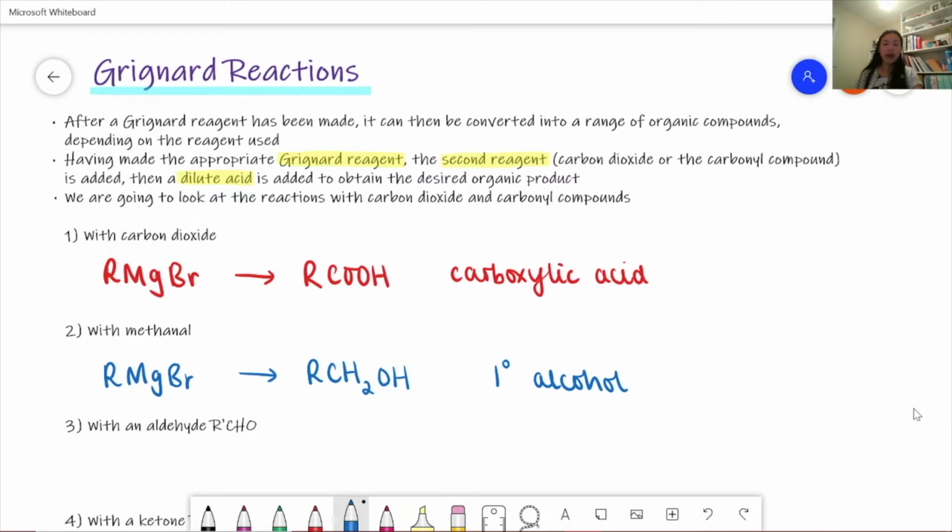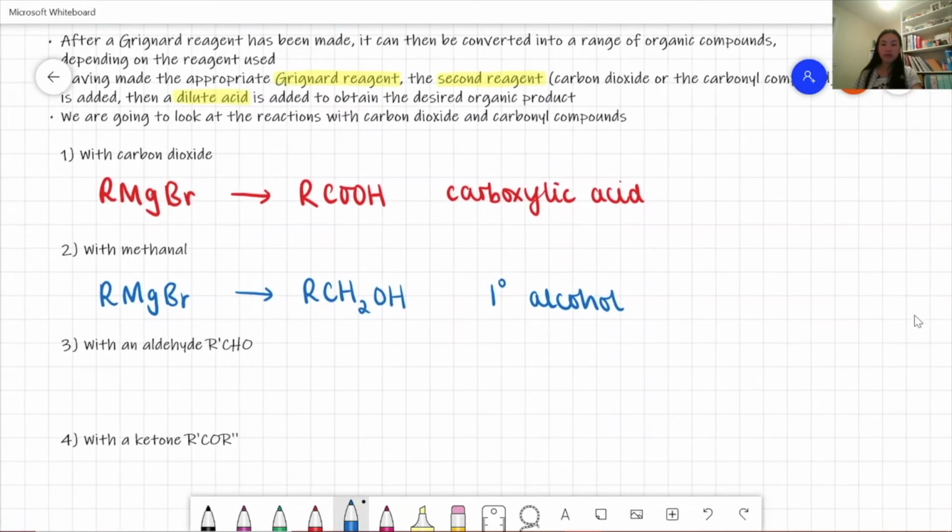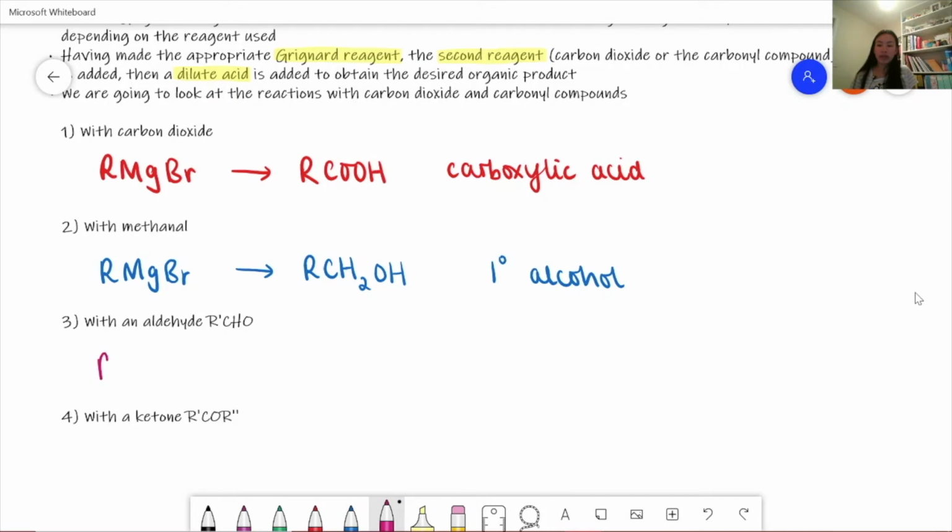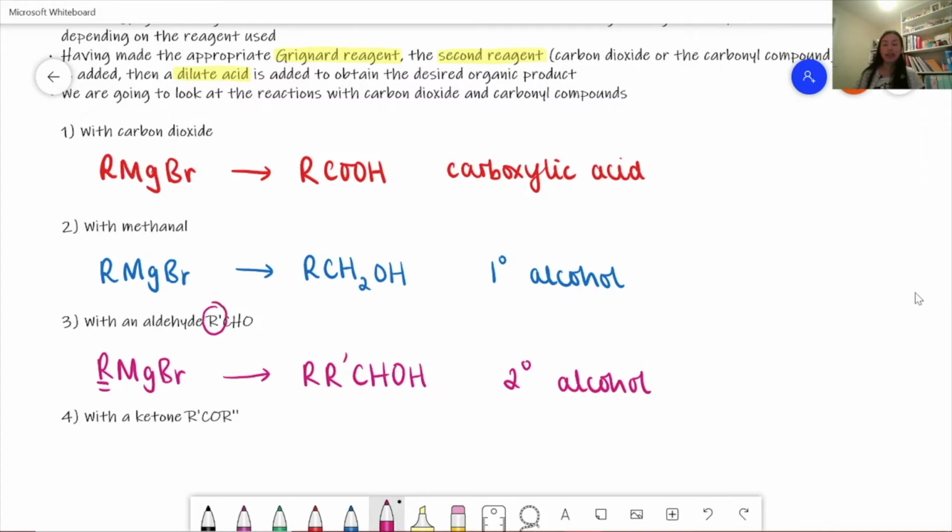And then with an aldehyde, we again start off with this Grignard reagent, but this time we form a secondary alcohol. So we have an R group and then an R dash and then CHOH. So this is a secondary alcohol. So because we're using an R here for the Grignard reagent, that means that the aldehyde we actually denote with an R dash, which could be the same as this R group in the Grignard reagent or different.